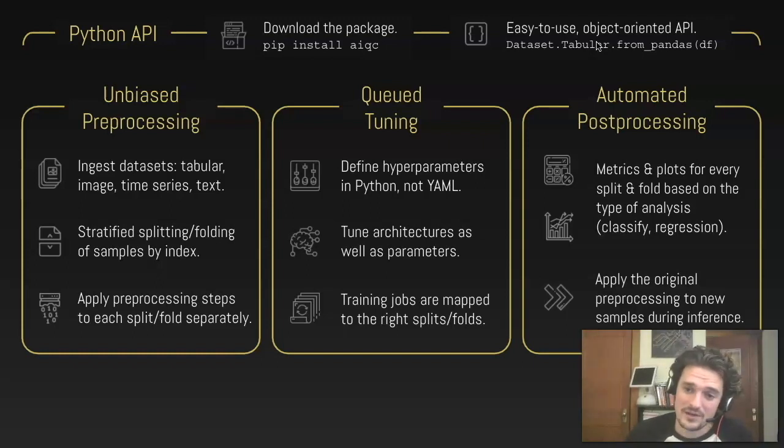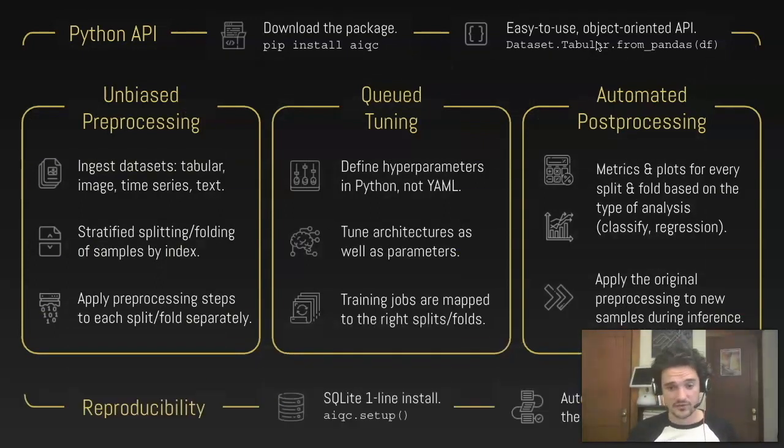My favorite part is that as soon as you click run, you're pretty much done, because all the metrics are going to be laid out for you based on the type of analysis that you conducted. It says classification, regression. It also supports unsupervised, which is actually really just a type of regression. And then you can do all of this again during inference. It's entirely reproducible because it's recorded. All the steps that you've chosen are recorded in the database that's automatically set up when you run AIQC.setup. So end to end, your workflow is reproducible.